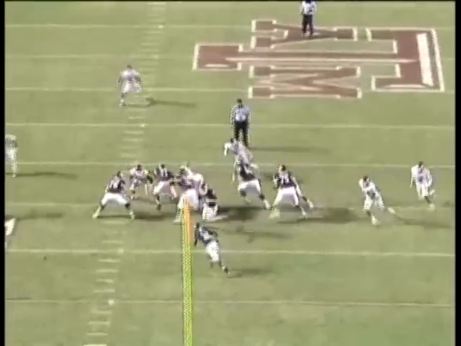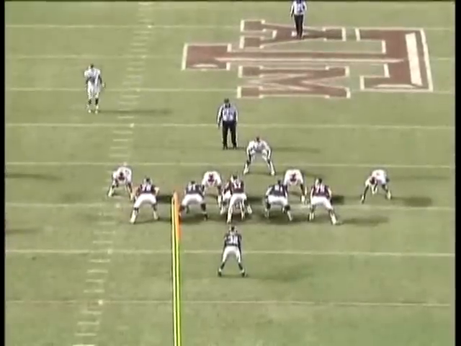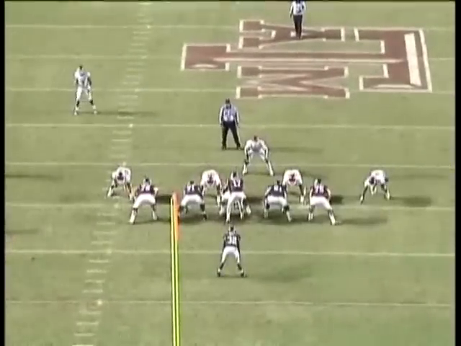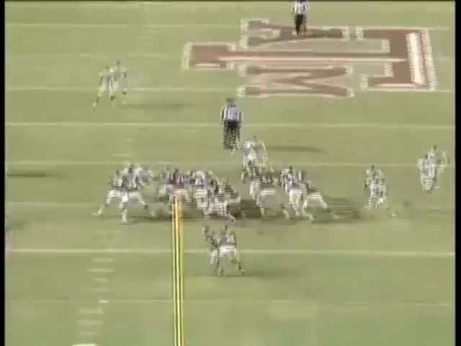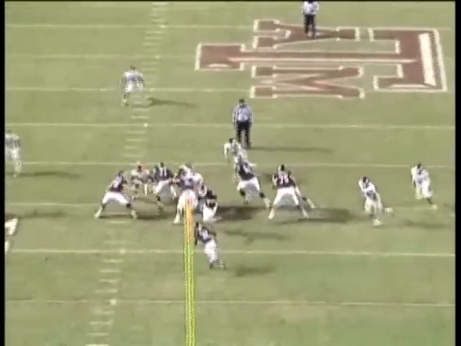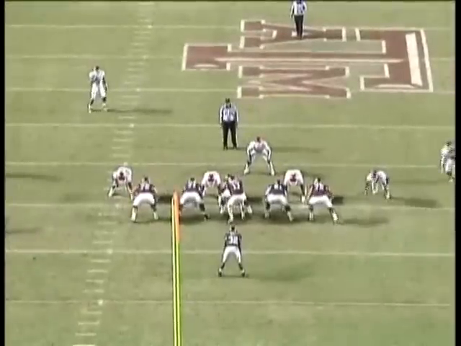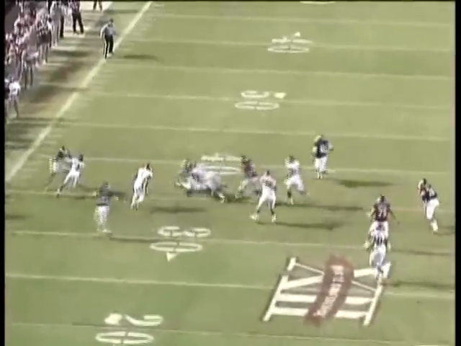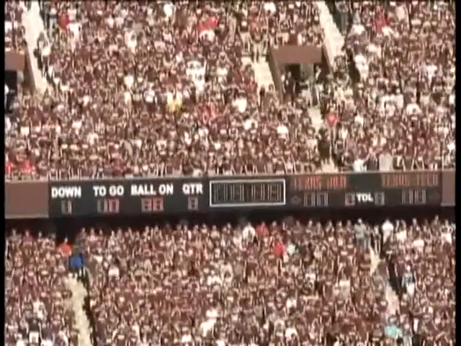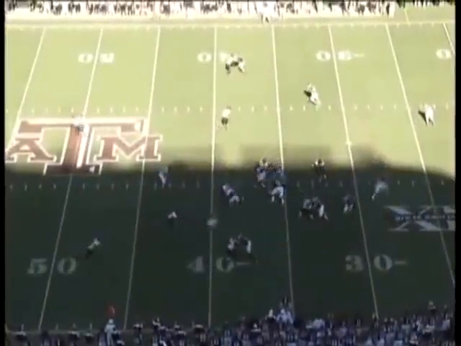Now, the only difference is on the backside of these outside zones with a 3 technique backside, we're working a B block. We really want to widen the split of the right guard. Now, in this case, for some reason, the right guard does not hear the call from the center, and he ends up working to that backer. We got 2 people working to the same backer, which is incorrect.